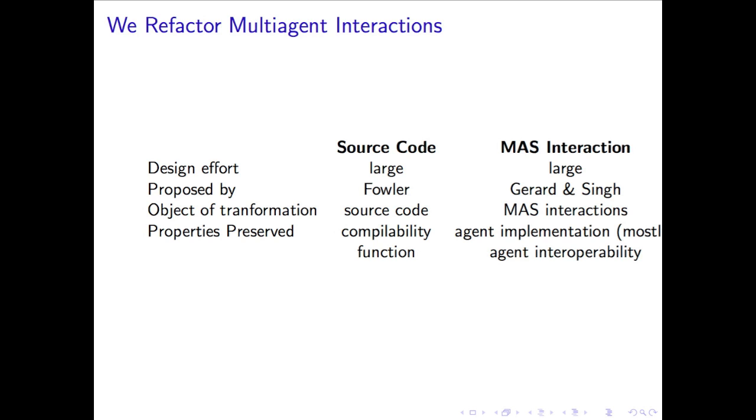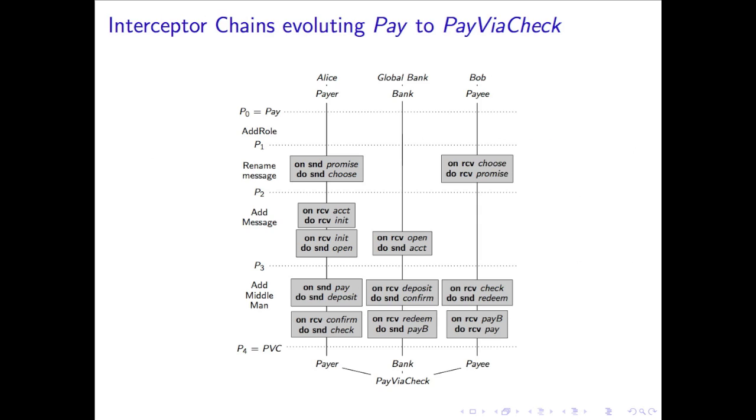Rather than refactoring source code, we refactor protocols and interactions in multi-agent systems, while preserving agent interoperation. An interaction is a new architectural construct that combines a protocol on the bottom, a set of agents on the top, each of which enacts the roles of the protocol, and a set of interceptor chains which connect each agent to the protocol. An interceptor chain is a list of interceptors. Interceptors are the primary mechanism that enable interaction refactoring.